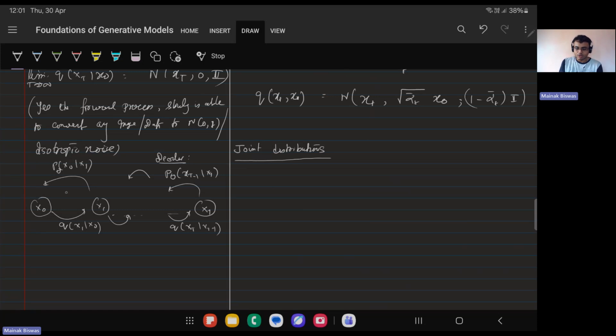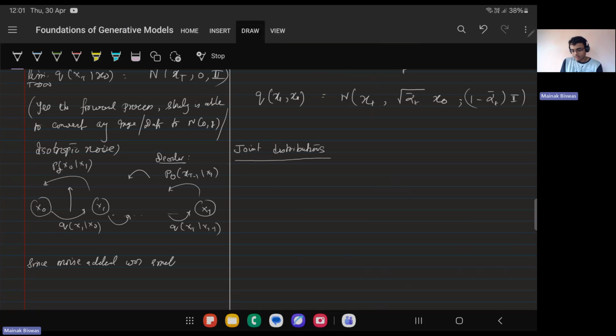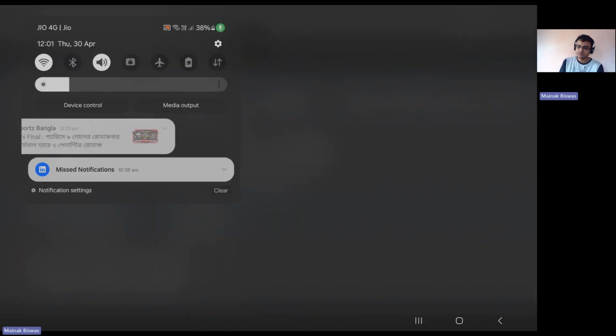Whatever I'm doing in the forward process, since the noise added was small, the reverse process is Markovian. So it means that only xt minus 1 depends on xt. So let's look at the joint distributions. The joint distribution of x0 to capital T, again due to the Markovian property, given the previous state, is independent of all previous states. You can clearly see that from the graph structure as well.